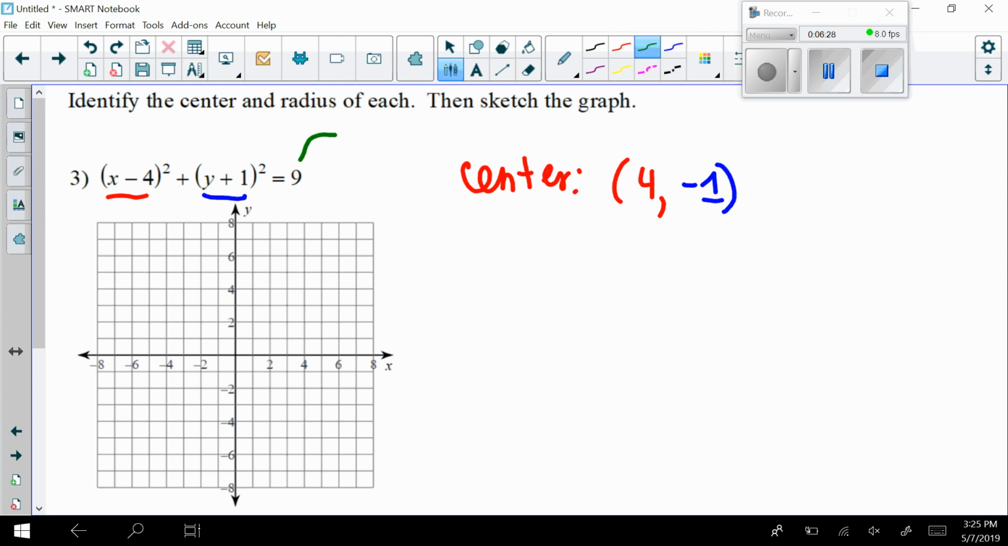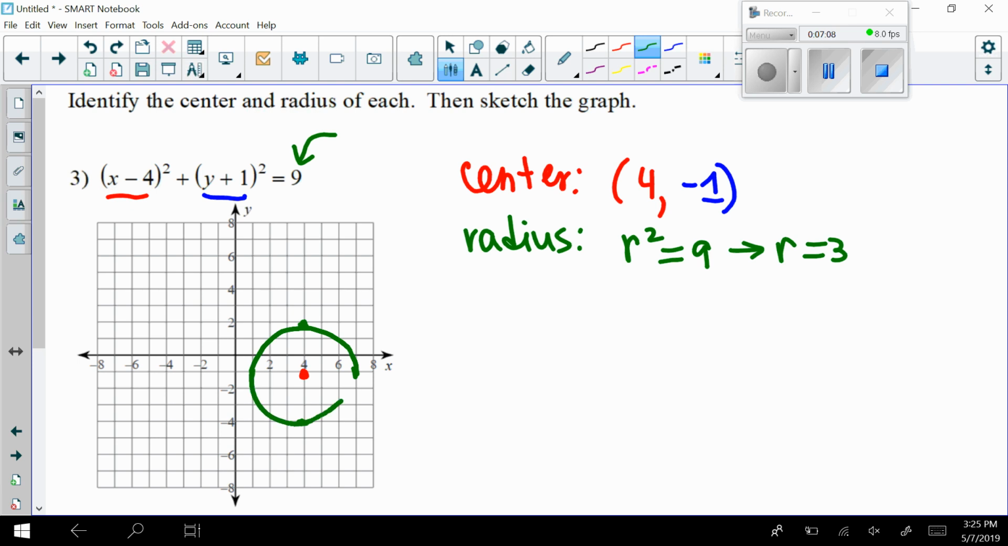And if this is 9, remember that radius squared was 9, so I need to square root it to get back to my radius. So radius squared is 9, which means that my radius is 3. And now I'm ready to graph. So I'm going to locate my center, and I'm going to go equally away 3 units. The best thing we could do is go 3 units up, 3 units to the right, 3 units to the left, and 3 units down. And we're just going to do our best and make it as circular as possible.